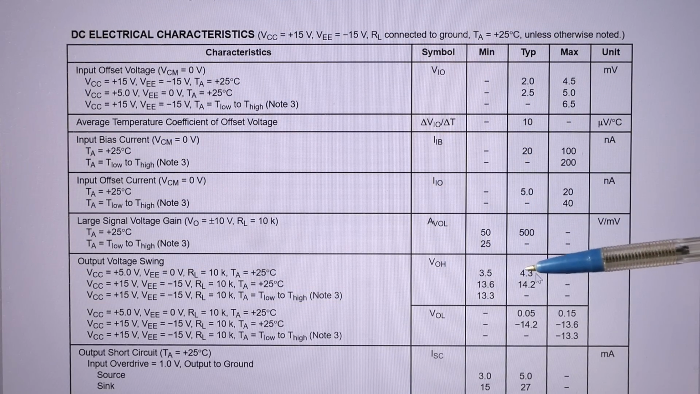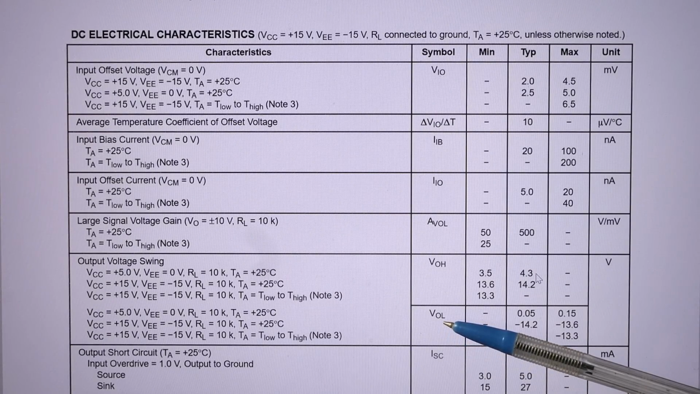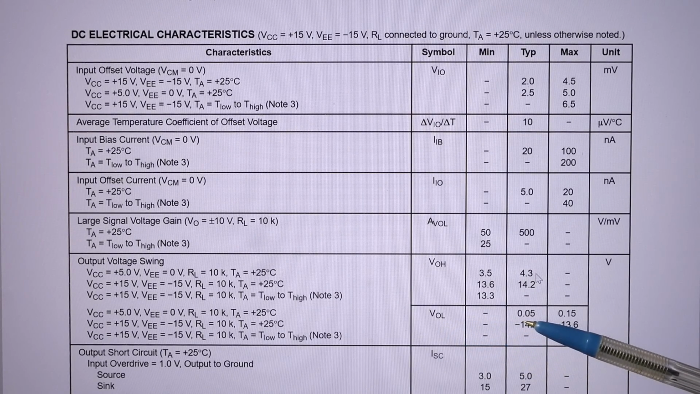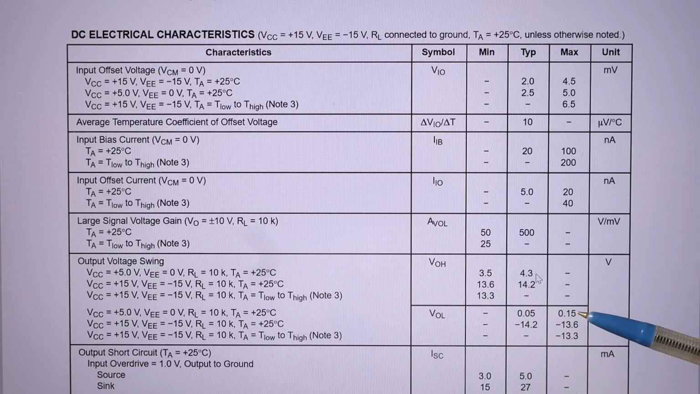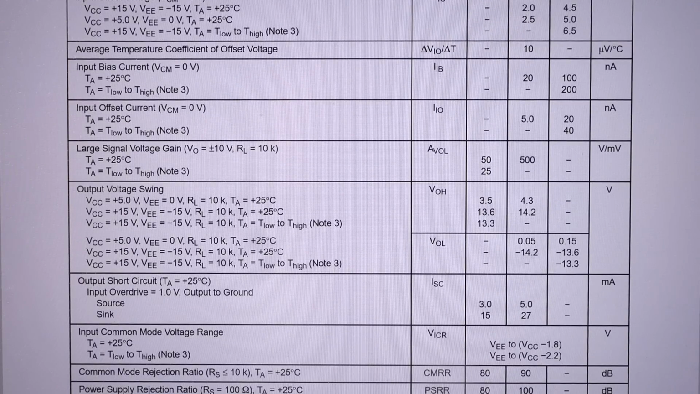Reliable design again has to be made for the minimum, which is the worst case, and the datasheet basically only guarantees the output can go up to 3.5 volts. And here the low output voltage for 5 volts non-symmetrical supply, it typically goes down to 0.05 volts, but of course you have to be ready for the worst case, 0.15 volts at the output as the lowest value it can go. Now let's take a look at the input common mode voltage range.